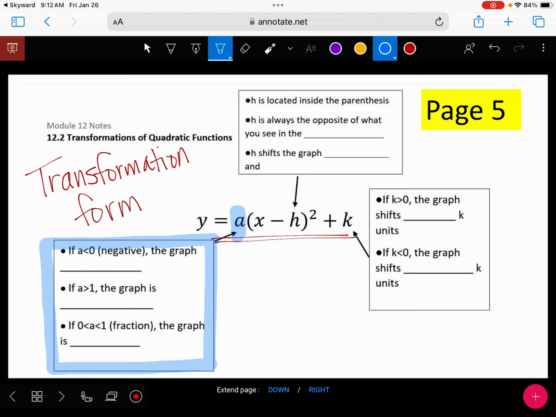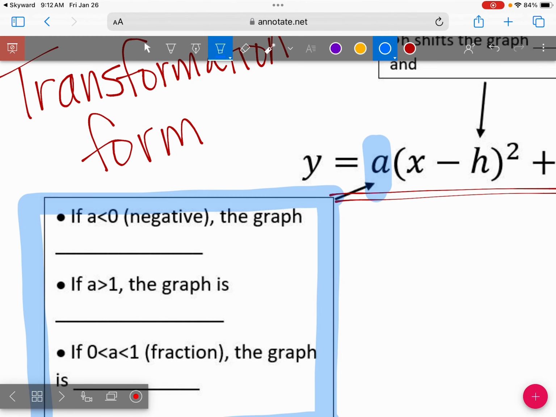A has a couple of superpowers. The first thing that A will do: if A is negative, that is going to cause our graph to reflect down. In other words, that makes the graph turn to a frown. That's what that A value will do. When A is negative, it will cause the graph to reflect down.